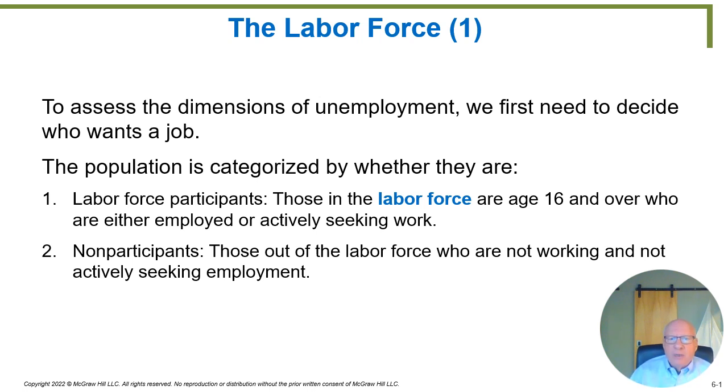So first of all, we take the total population, and then out of the entire population, we subtract out people who are quote unquote not in the labor force, which then leaves us with the labor force. So what's the definition of the labor force? The labor force are all the people who are age 16 and over who are either employed or actively seeking work. So the labor force are the working people 16 years and older and those who would like to be working. And how do we know they want to be working? Well, they're actively seeking work. That is the government's definition.